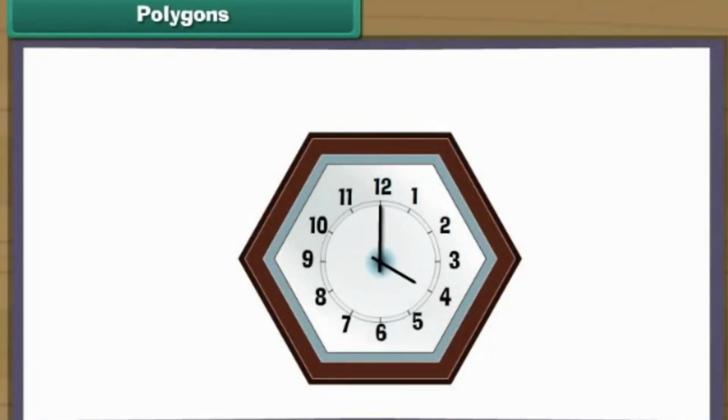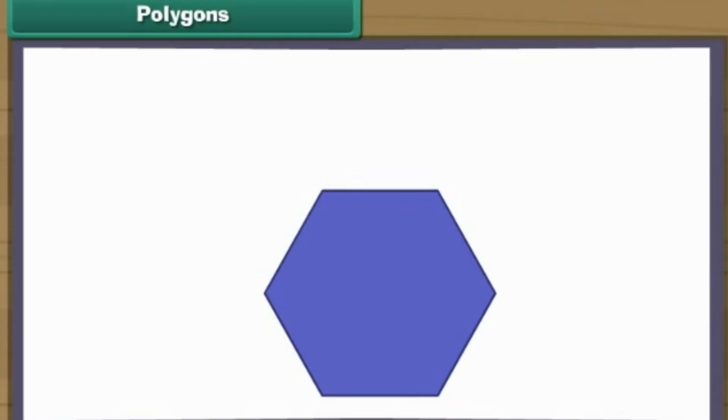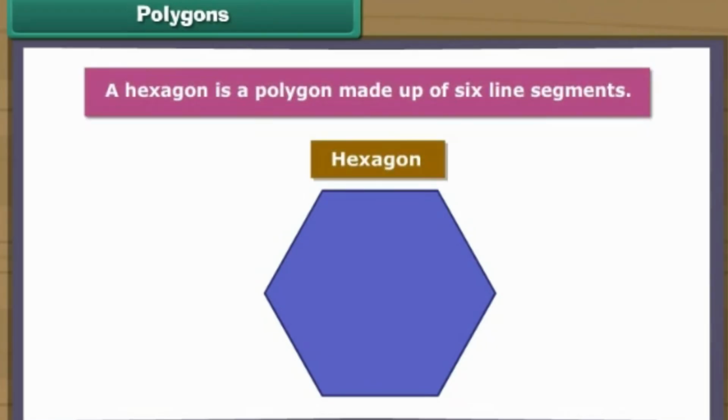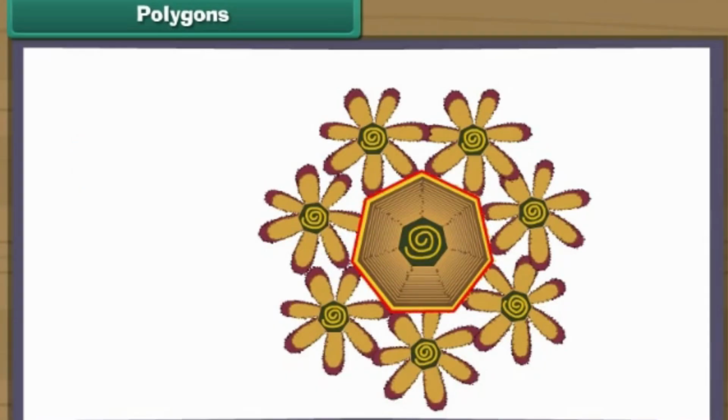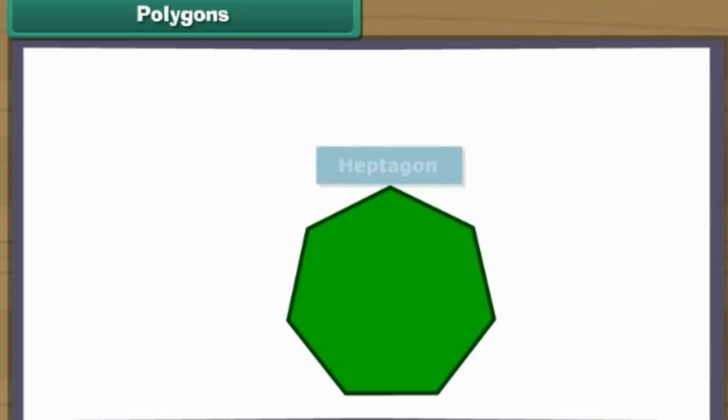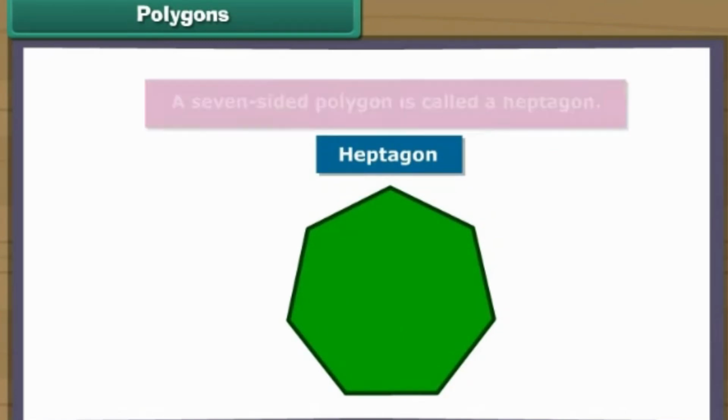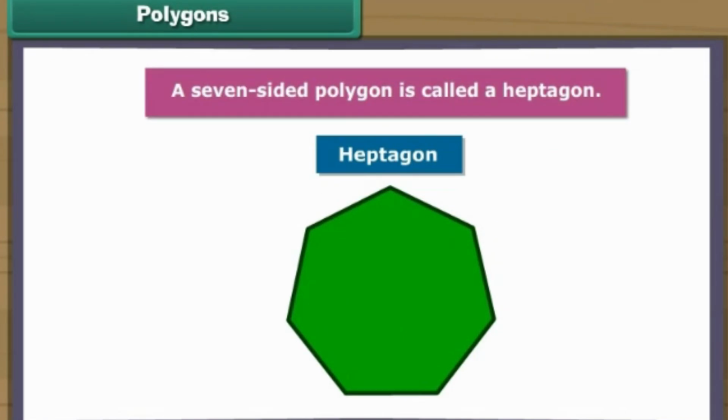Here is a clock. Let us provide its borders. We have a border of 6 line segments for the clock. A hexagon is a polygon made up of 6 line segments. Let us create a wall hanging using 7 straws. The rainbow wall hanging with 7 line segments is ready. A 7-sided polygon is called a heptagon.